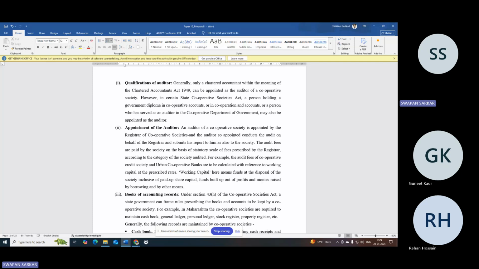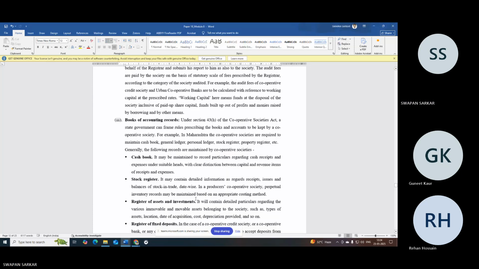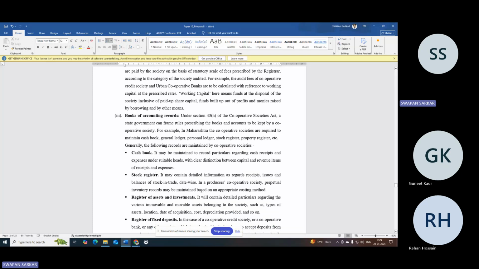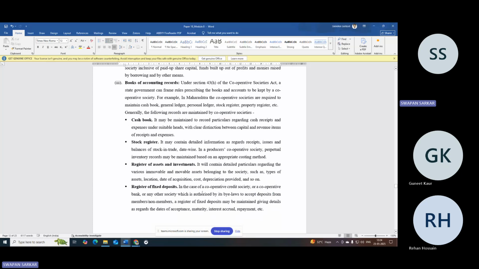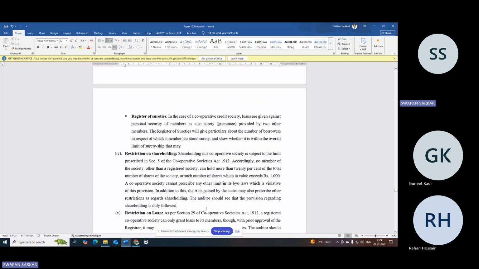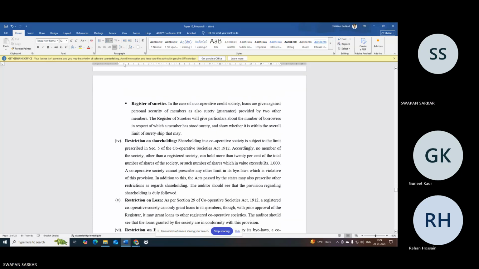Working capital here means funds at the disposal of the society, inclusive of paid up share capital, funds built up out of the profits, and monies raised by borrowing and other means. Certain books of accounts are generally maintained by cooperative societies. These include a cash book, a stock register, a register of assets and investments, a register of fixed deposits, register of sureties. What is sureties?